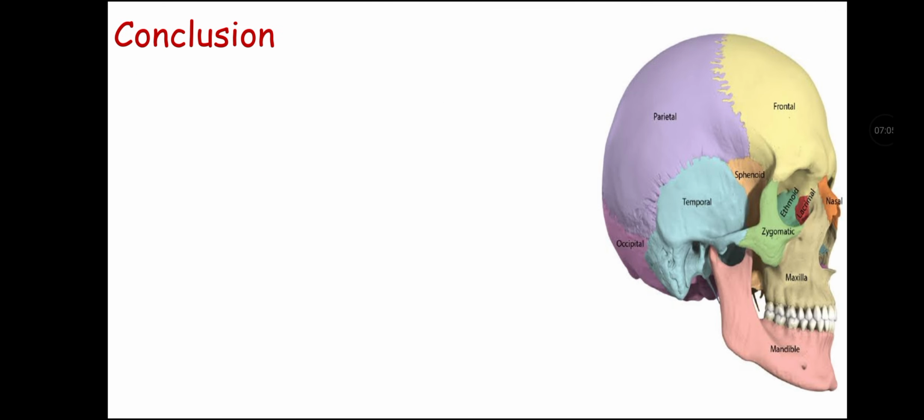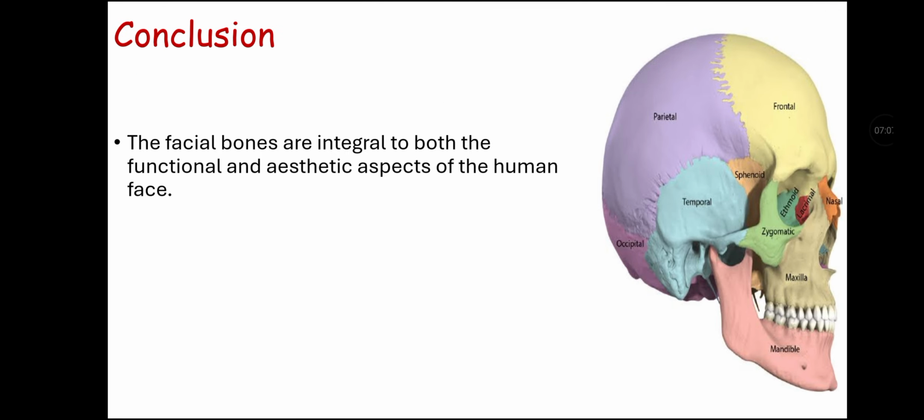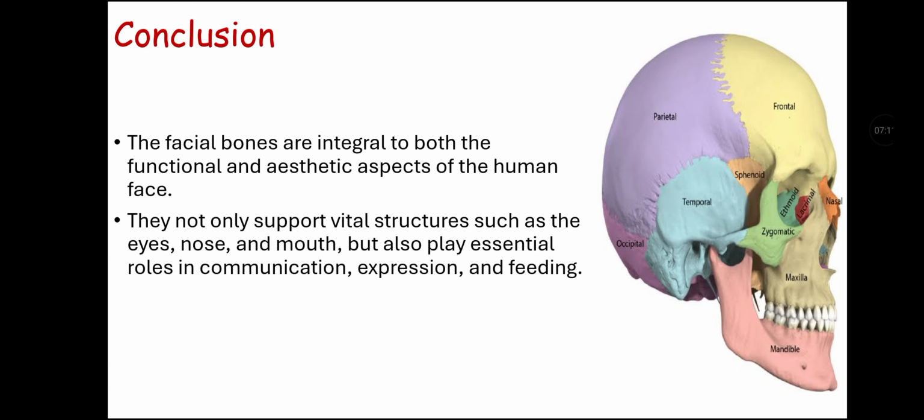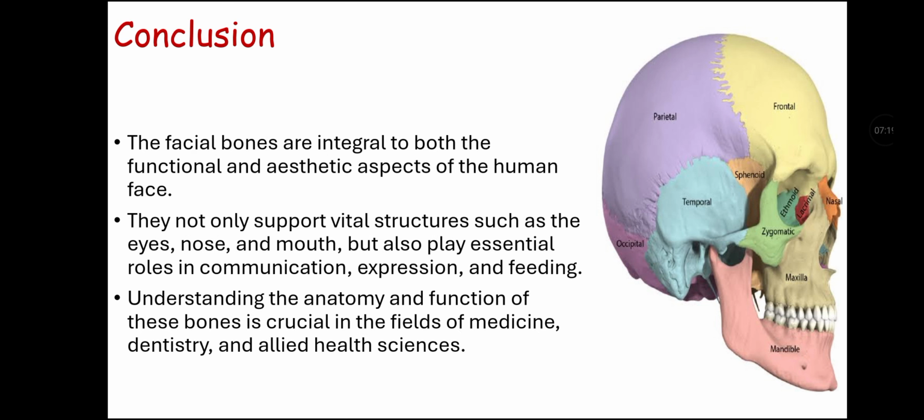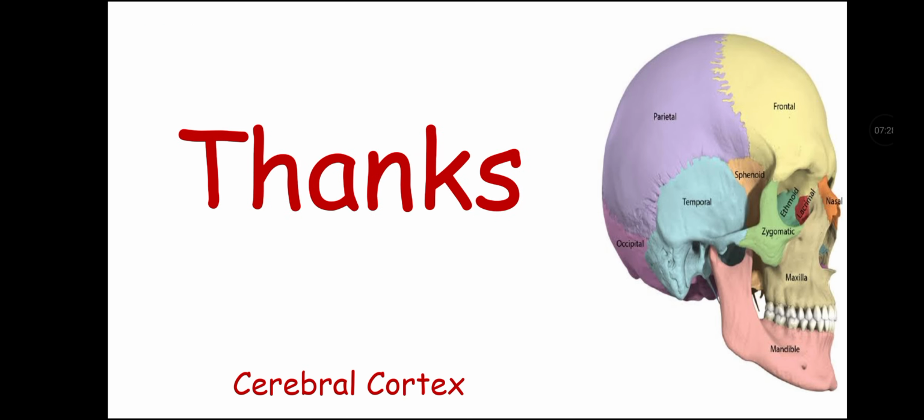Now let's talk about the conclusion of this lecture video. Facial bones are integral to both the functional and aesthetic aspects of the human face. They not only support vital structures such as eyes, nose, and mouth, but also play an essential role in communication, expression, and feeding. Understanding the anatomy and function of these bones is crucial in the field of medicine, dentistry, and allied health sciences. And this was all about facial bones.